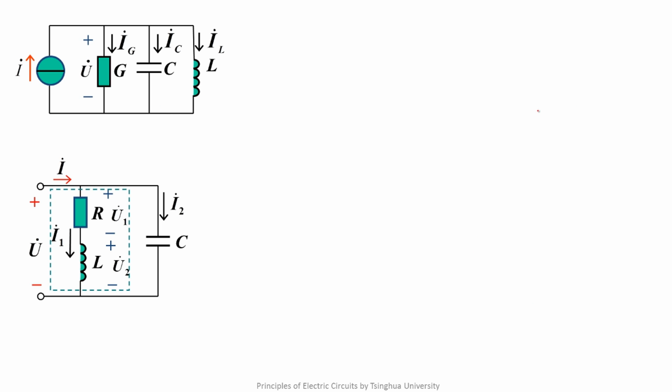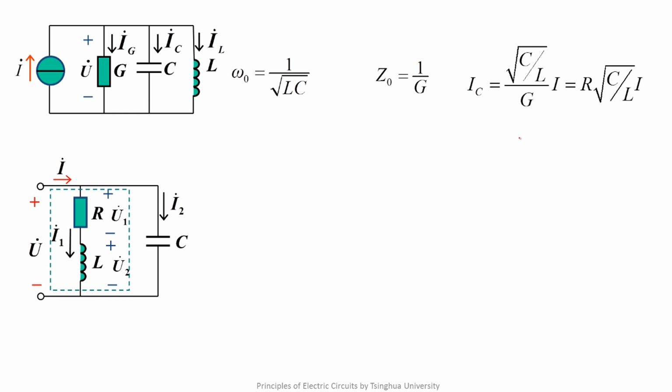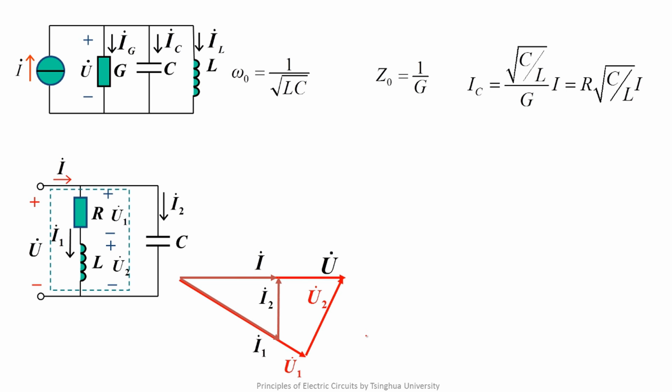Next, let's compare the GCL parallel resonance and the resonance between a coil and a capacitor. For the GCL parallel resonance, the angular frequency should satisfy this. The input impedance is this. The effective value of the capacitor's current is this. For the parallel connection of a coil and a capacitor, we can draw its phasor graph. We can get the resonant angular frequency and the input impedance in resonance.